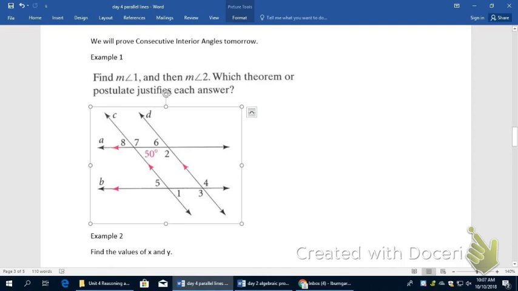On the previous screen we saw that corresponding angles are always equal. That's the reason why I've said that the measure of angle 1, lowercase m here, measure of angle 1, is equal to 50. That would be justified by the corresponding angles postulate. And that's when I know I'm done, when I've actually stated the theorem or postulate that justifies each answer, as the instructions said. So that's all I have to do for angle 1.